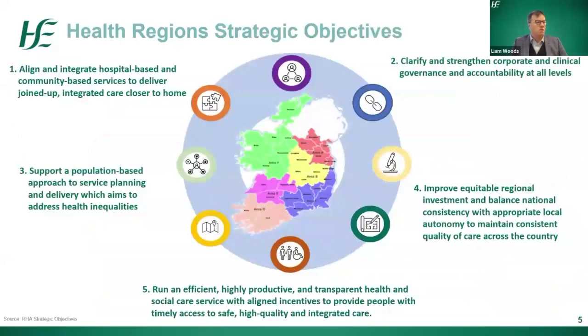So the objectives are to align and integrate hospital-based and community-based services, clarify and strengthen governance, support a population-based approach, and improve equitable regional investment, as well as running efficient and highly productive and transparent health and social care services. And they're the objectives, as I was saying, straight from Sláintecare. They're the guiding objectives in terms of all the work we're doing on HSE structures and HSE reform at the moment.